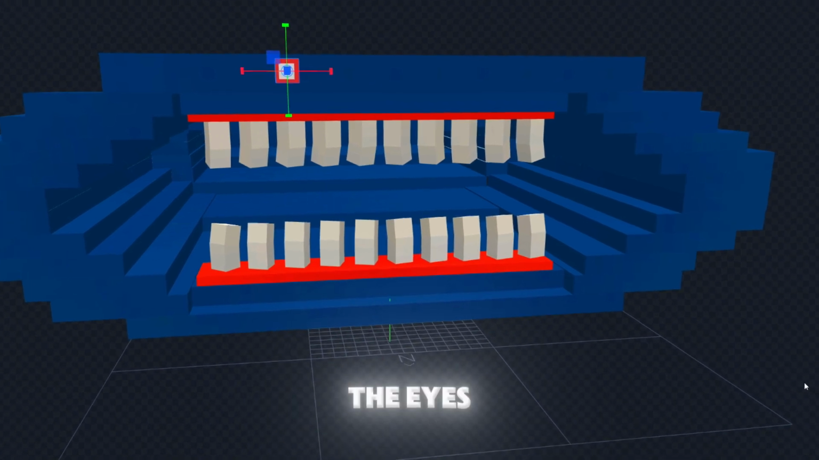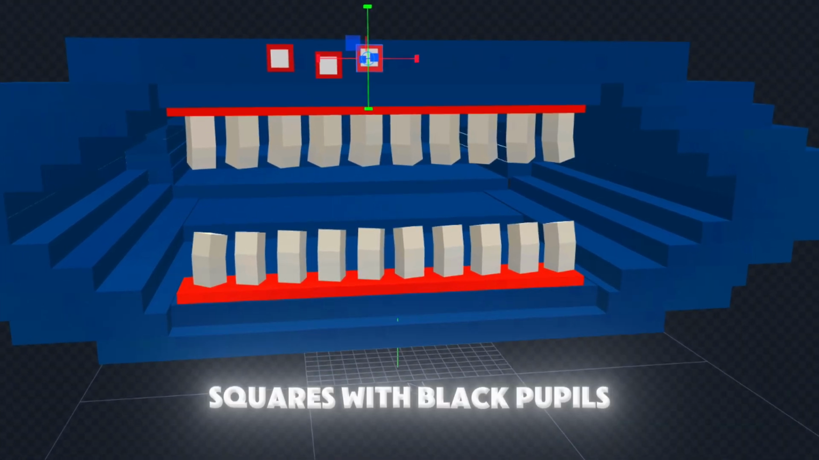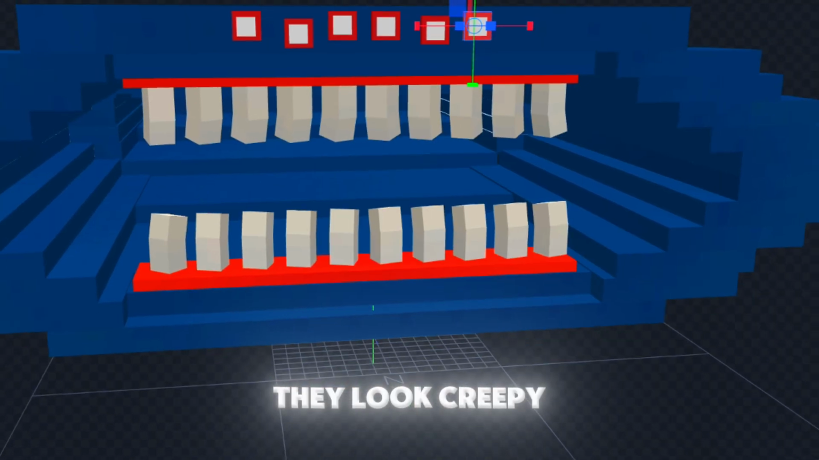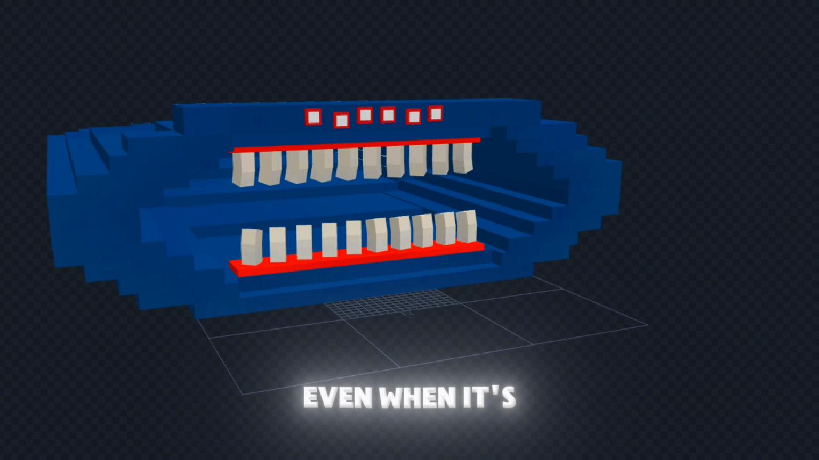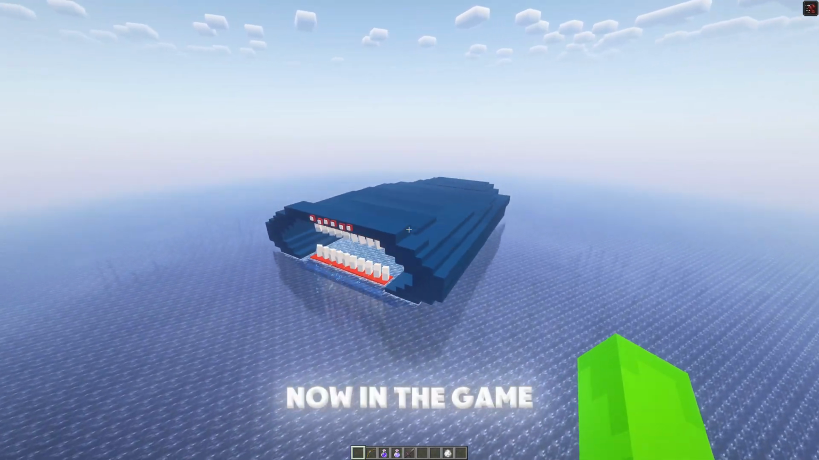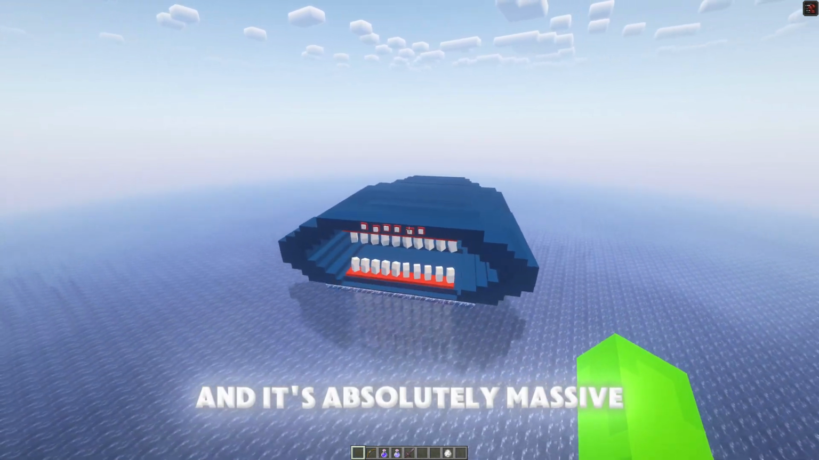Next, I added the eyes. 6 small white squares with black pupils, lined up right above the mouth. They look creepy, like the creature is staring at you even when it's not moving. The final model turned out great. Gran Maja is now in the game, and it's absolutely massive.